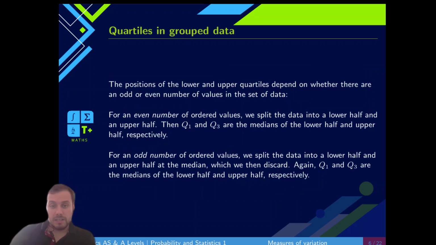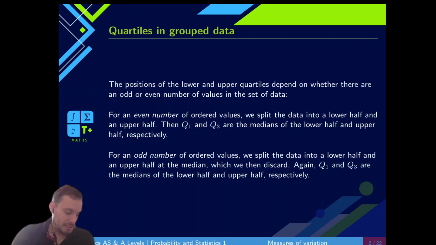Well, we need to consider if we have an even number of values or an odd number of values. If the number of values is even, we're going to split the data into 2 halves, the lower and the upper half, and then take the median of each half. The median of the lower half is quartile 1, and the median of the upper half is quartile 3. Plain and simple. If we have an odd number of values, we do the same thing, just that we discard the median when we make the analysis. It's like we consider all values, find the median, and discard it, so that we have 2 halves with an equal number of values.